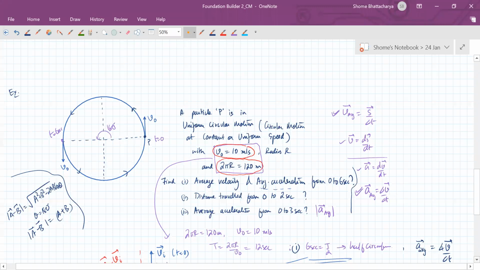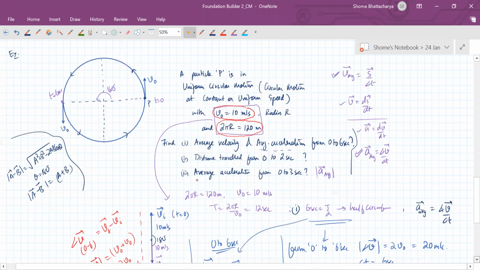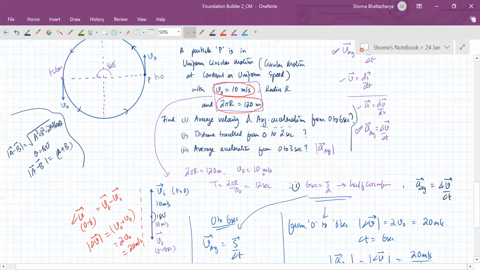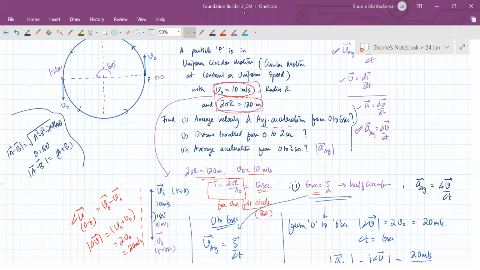Got it, Harsh? So now from that, see what I know from this information. I know that the time period to complete one circle will be how much? 12 seconds. This is for one full circle, or 360 degrees. To cover that full 360-degree angle, so that's why for 6 seconds it's becoming half the time. So that is from the information given in the question. You might have missed that. Okay.